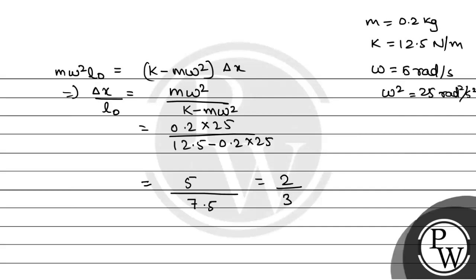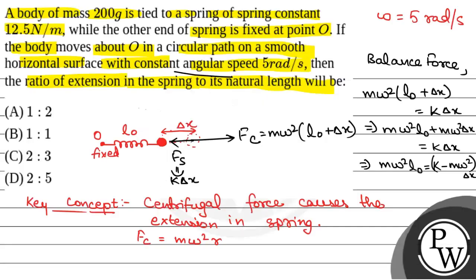So the required ratio is 2:3, which is option C. So this will be the correct option.